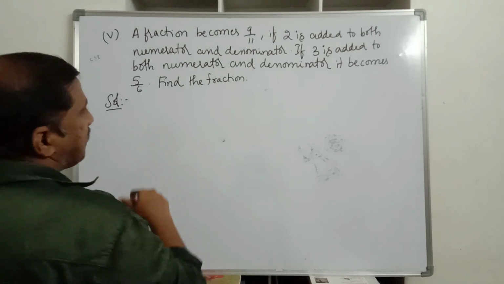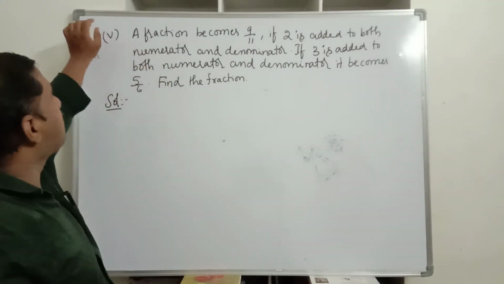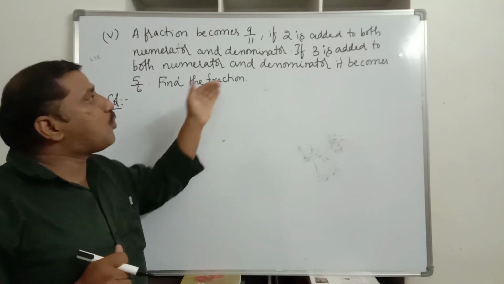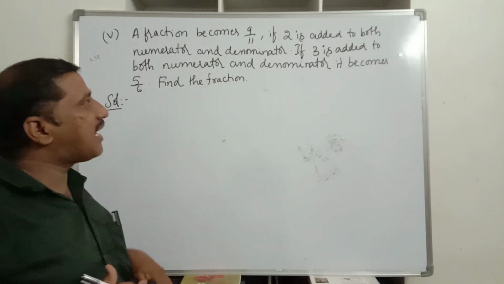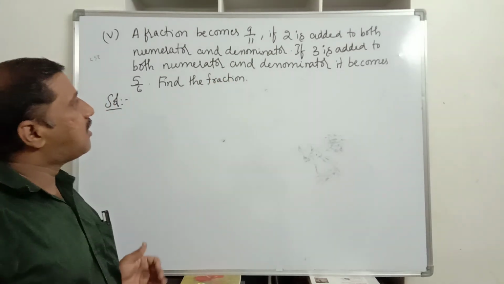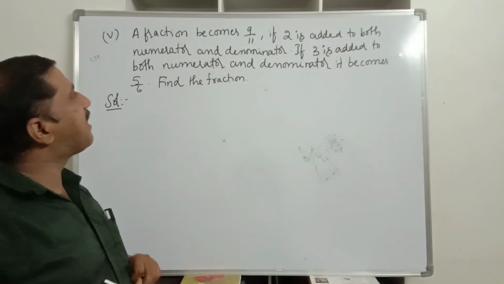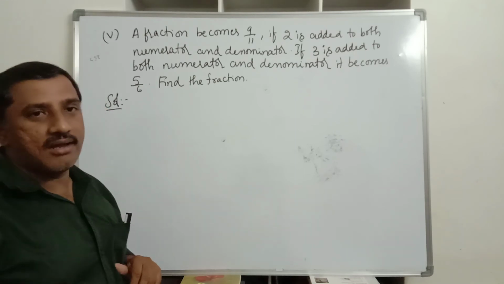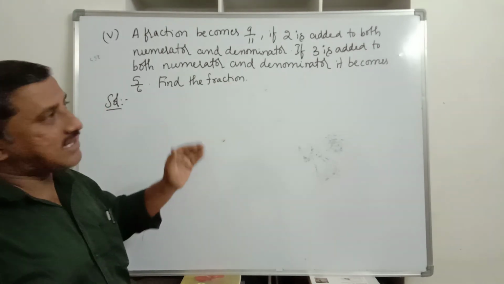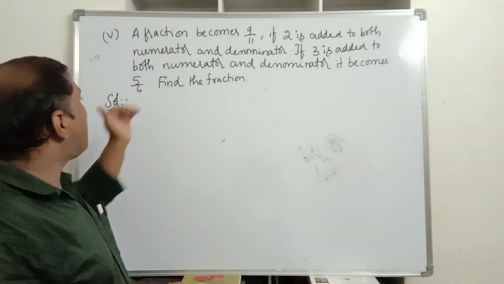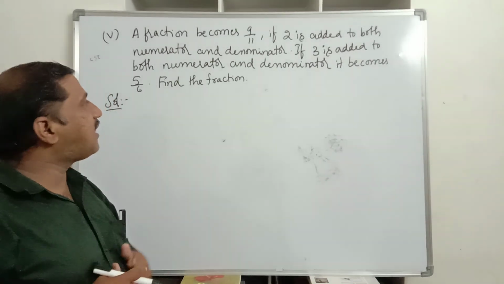Now we will discuss from the third bit, the fifth question. A fraction becomes 9 by 11 if 2 is added to both numerator and denominator. So when 2 is added to both numerator and denominator, that fraction will become 9 by 11. In the second case, if 3 is added to both numerator and denominator, it becomes 5 by 6. Find the fraction.